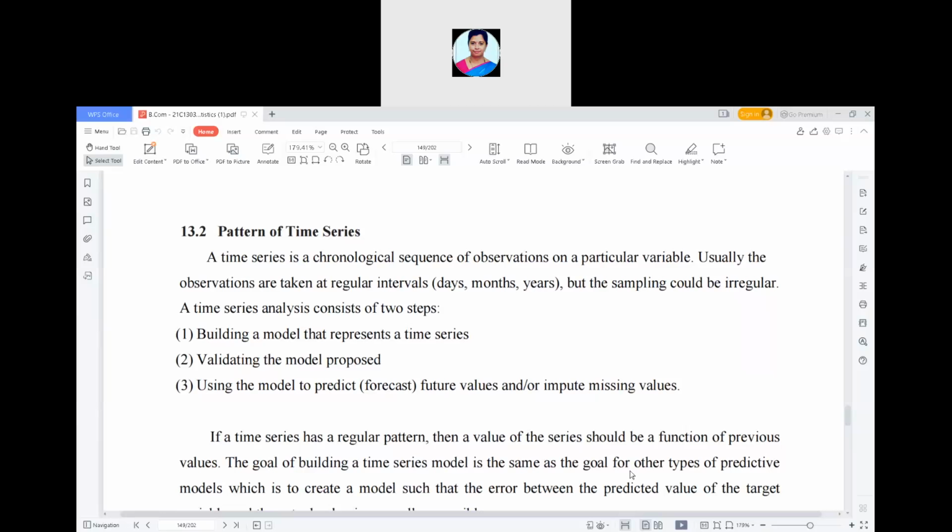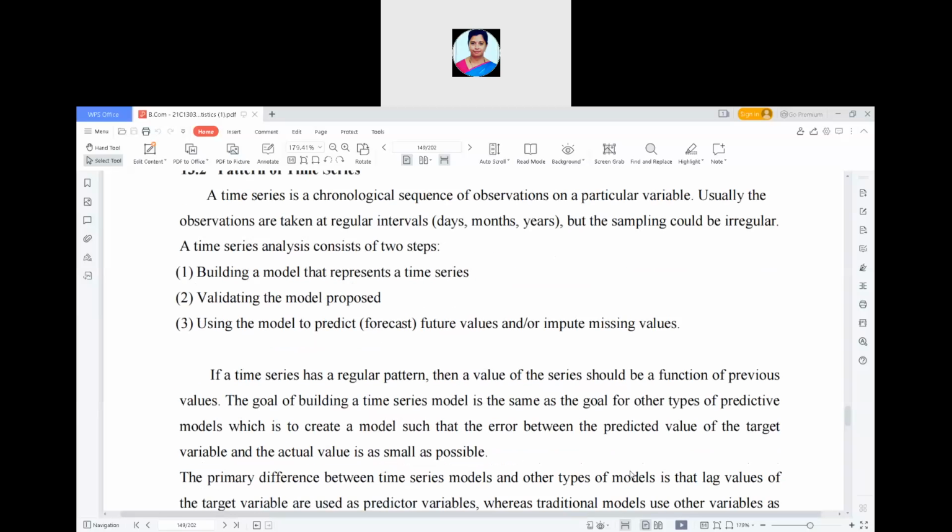A time series analysis consists of steps. The first step is we are going to build a model that represents the time series. The next one is validating the model proposed. And the third point is using the model to predict or forecast the future values, and or to impute the missing values. So these are the basic steps we have in time series.